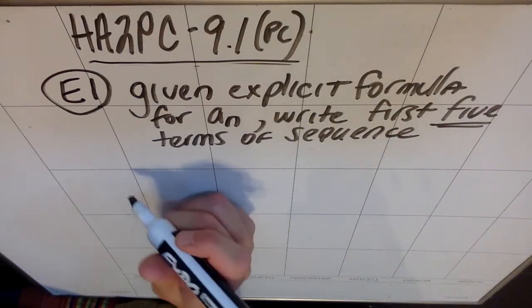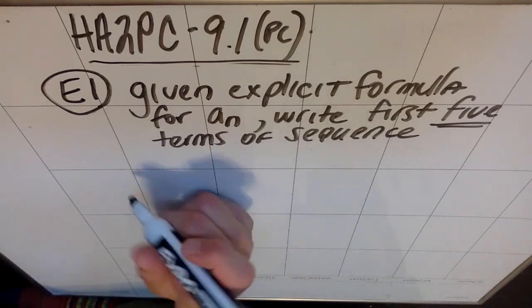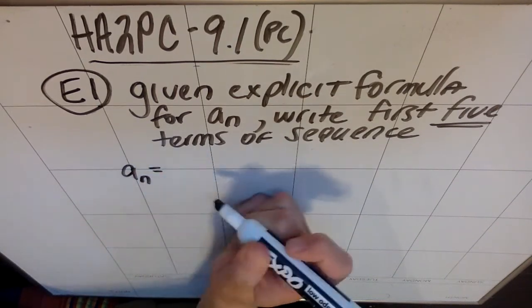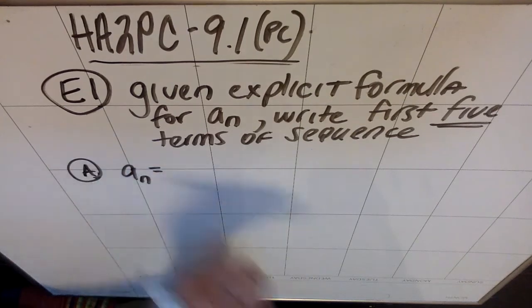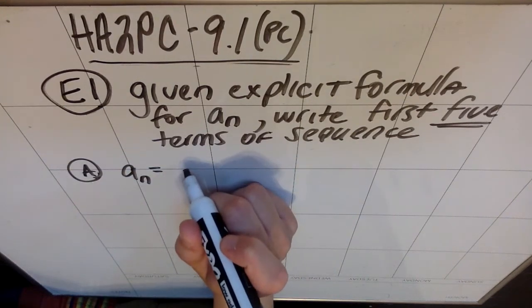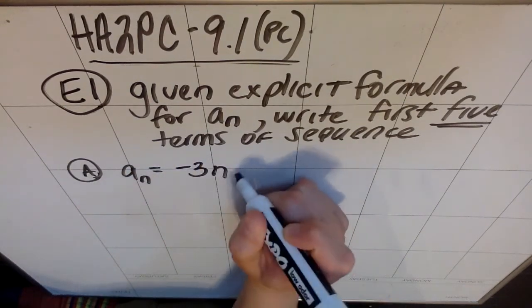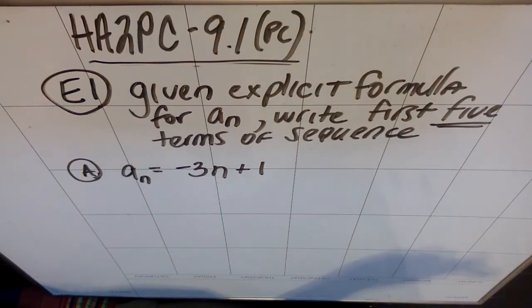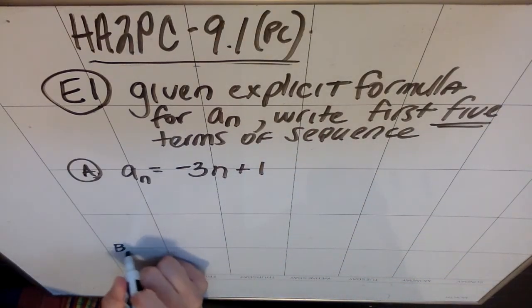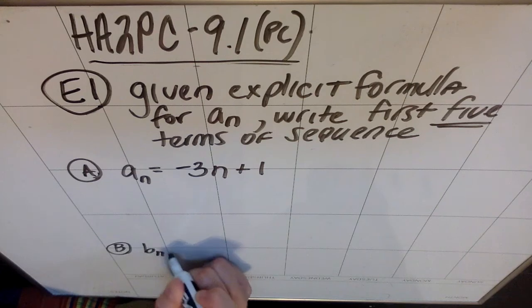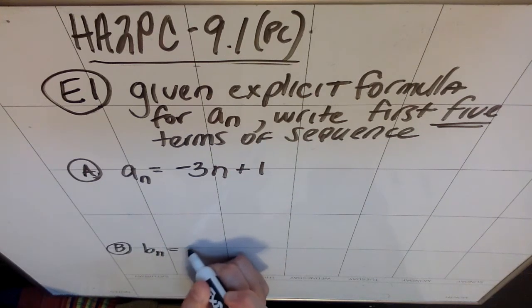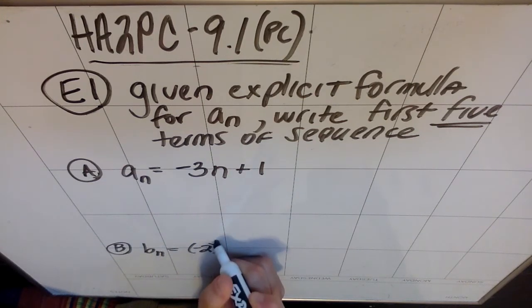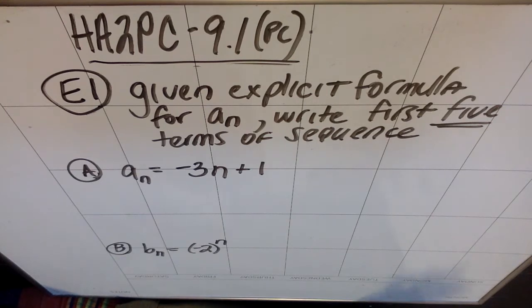The formula that I'm going to give you is that a sub n equals negative 3n plus 1. We'll do a couple of these. And then we're also going to do, and I'll call this one b sub n just because it's a different sequence, negative 2 to the n. So let's walk through each of these. Let's start with a.